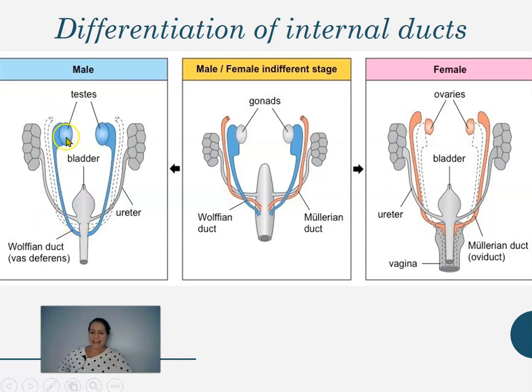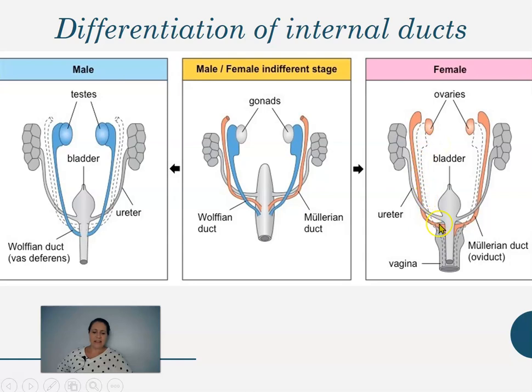The testes, with the secretion of their testosterone, will lead to the development of the Wolffian duct into the vas deferens, which we know will eventually connect to the urethra here, because in males, of course, the urethra is the opening for both the urinary system and the reproductive system. Just to remind you, I'm sure you know, in females, it's different.